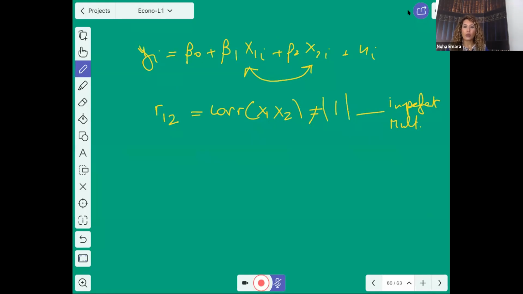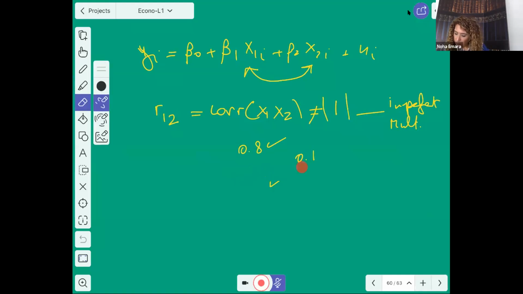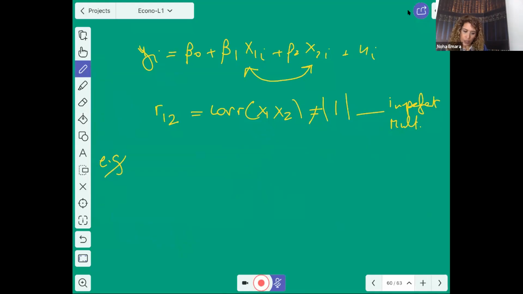So we are dealing with some number, which could be 0.8, could be -0.7, or it could be 0.1: 10% correlation, 80% correlation, a negative correlation of 70%. All of these are different numbers that you can get for an imperfect multicollinearity. And this is what we see in real life. Let me give you an example that I like, which is about physical performance.